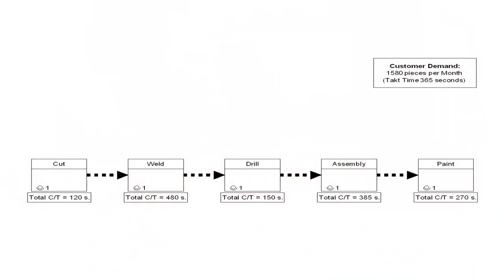All right, so to better understand how to go about balancing cycle time with takt time, let's work with an example. Here we see a process with 5 steps. In each process, we see one operator working. The cutting step has a cycle time of 120 seconds, welding 480, drilling 150, assembling 385, and finally, painting takes 270 seconds. For the sake of this example, we'll assume these cycle times are all manual cycle time, meaning the operator is needed the entire time.